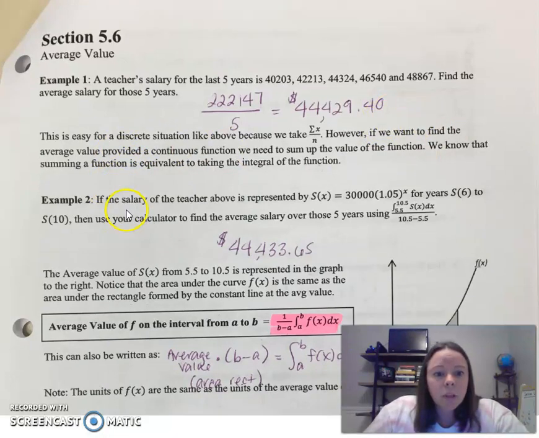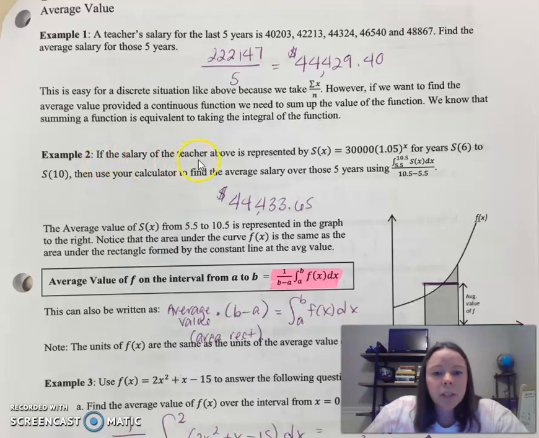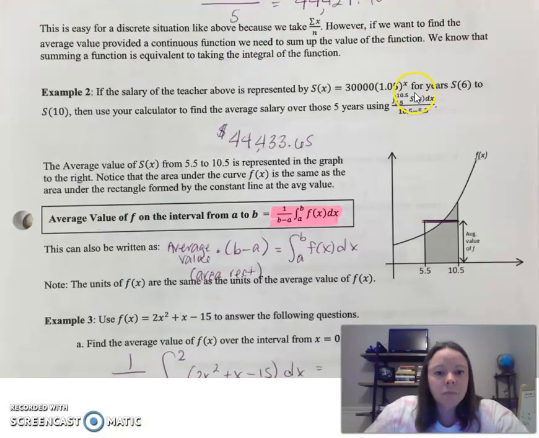So, in this case, if the salary of a teacher above is represented by this function for years 6 to 10, then use your calculator to find the average salary over those 5 years using this little formula here that I'm going to explain in a minute. So if you type this into your calculator, now we have a formula. This ends up being our average as opposed to adding those 5 salaries together and dividing by 5.